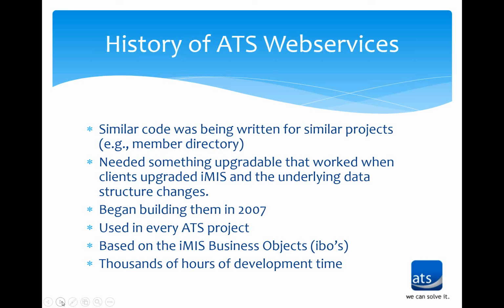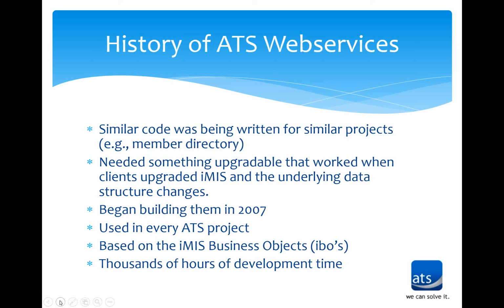The biggest one is needing something upgradable. No organization stays on one version of iMIS, nor should you. And with the way ASI is bringing out newer versions of iMIS, it's much easier now to upgrade, and you get a lot of functionality with each one of those upgrades. So we really needed something that made it easier for organizations with other applications to talk to iMIS and not worry about, oh, I'm upgrading from 20.1.1.4 to 20.2, I've got to rewrite all my applications. What do I need to do? That's where we look to the ATS Web Services.